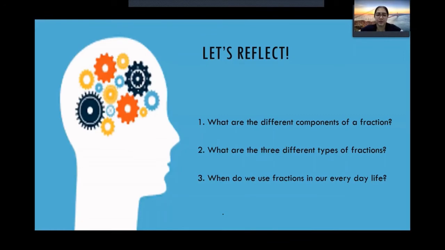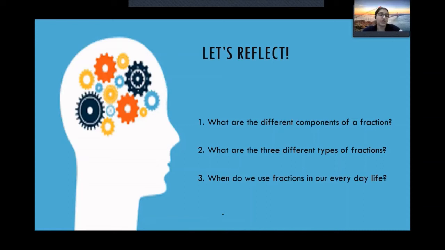So let's reflect. What have we learned so far? The first question is, what are the different components of a fraction? I'll let you think about it for a few moments. The different components of a fraction that we've covered, and if you need more time, feel free to pause, are the fraction bar, which separates the top number and the bottom number. Those two numbers are referred to as the numerator, i.e. the top number, and the denominator, the bottom number. The second question is, what are the 3 different types of fractions?